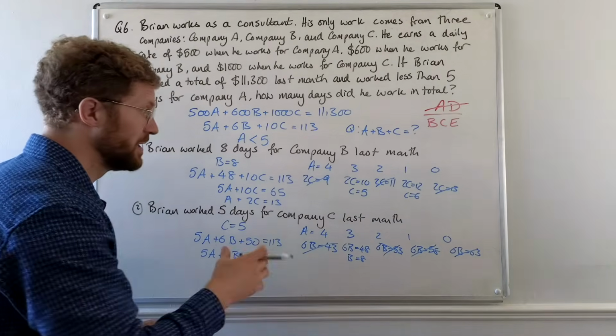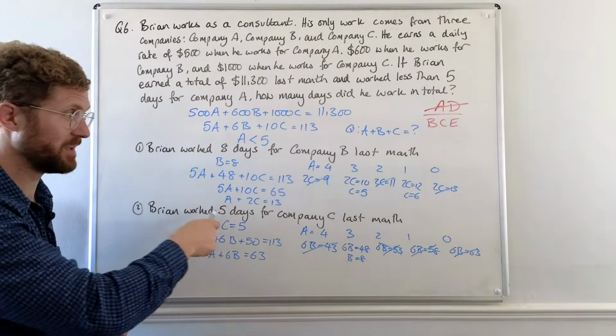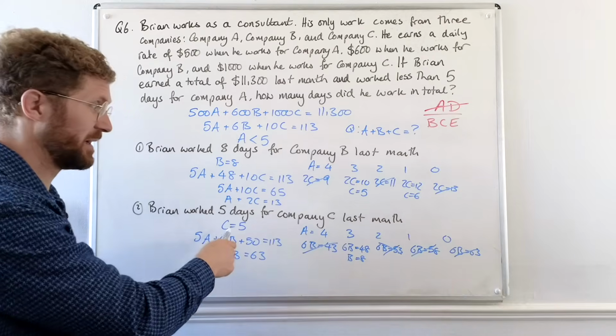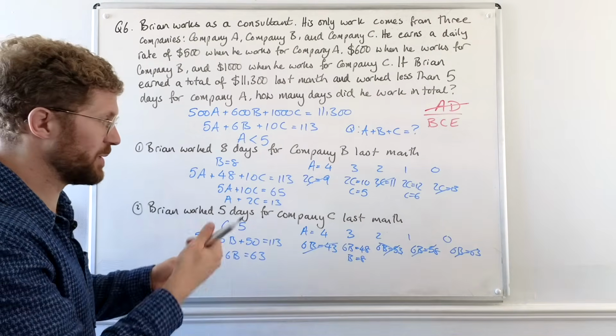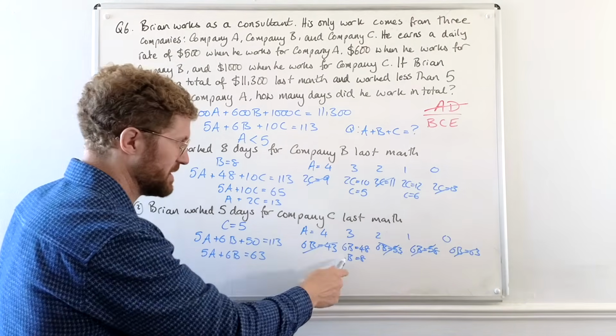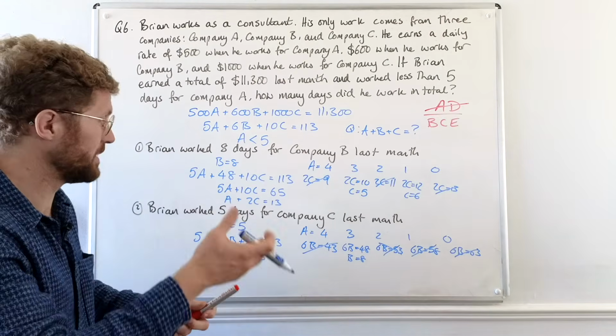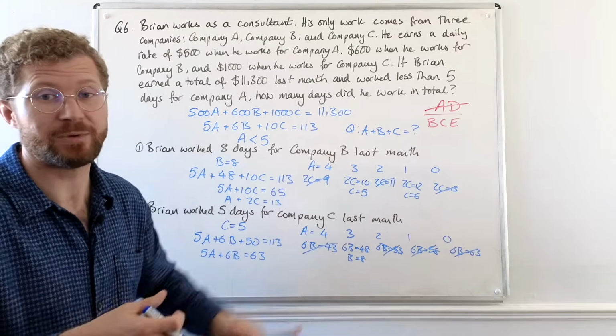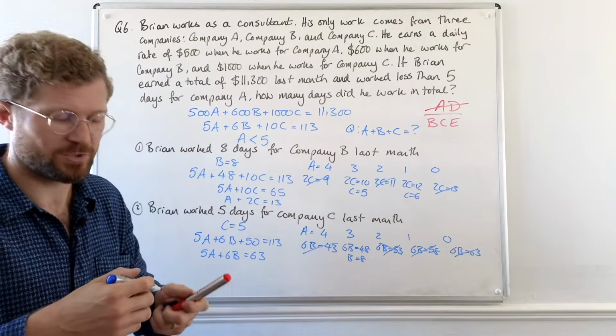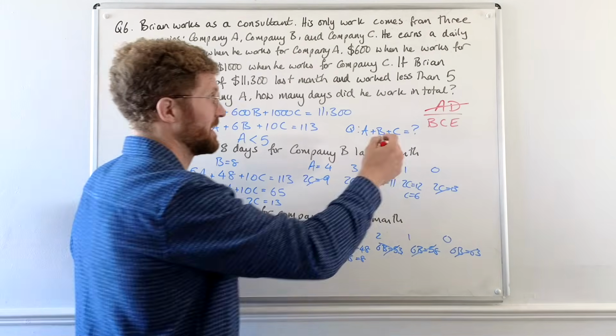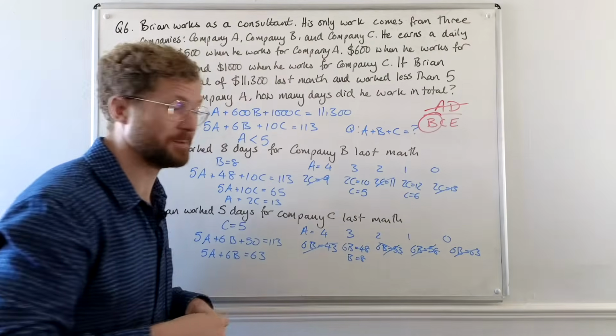So if I know that Brian worked 5 days for company C last month, so C is 5, the only way that can be made to work is if A is 3 and B is 8. So I do get these 3 whole numbers. I could then do 3 plus 8 plus 5, and I would get the answer. And so statement 2 is sufficient to answer this question. And so the answer here is going to be B.